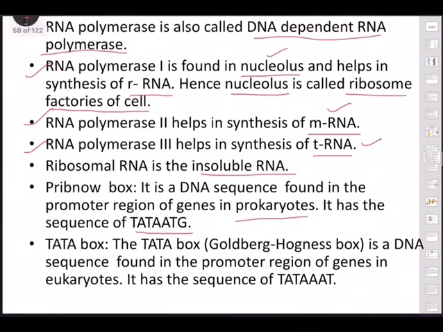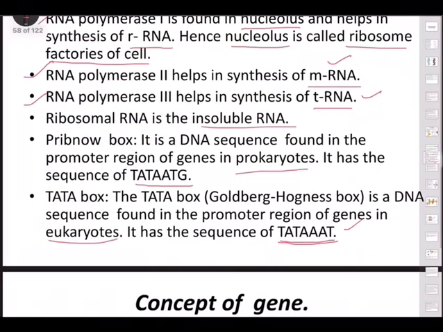Not your TV box, of course. The TATA box, called the Goldberg-Hogness box, just like the Pribnow box, is a DNA sequence found in the promoter region of genes in eukaryotes. Pribnow box is in prokaryotes, TATA box is in eukaryotes. The sequence here is TATAAT, and there it is TATA followed by A. So keep remembering this, Pribnow box and TATA box.